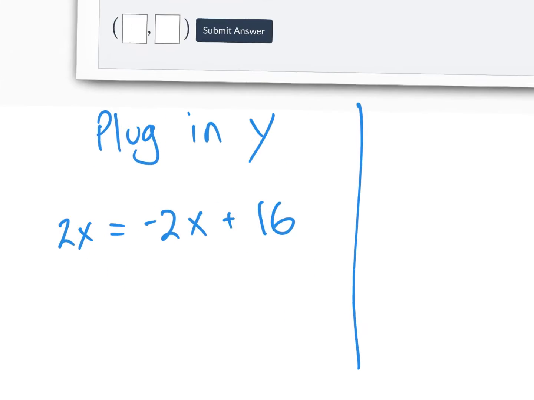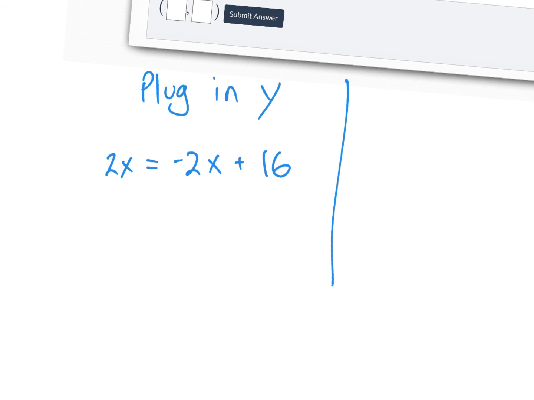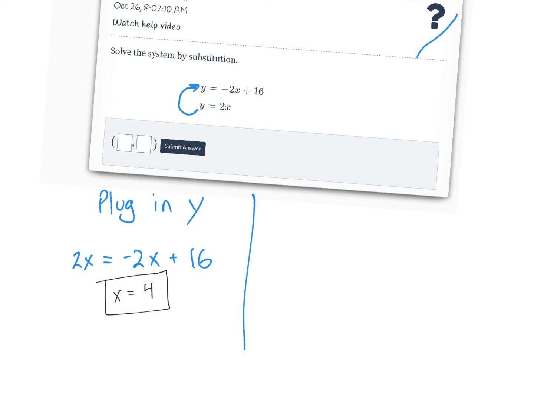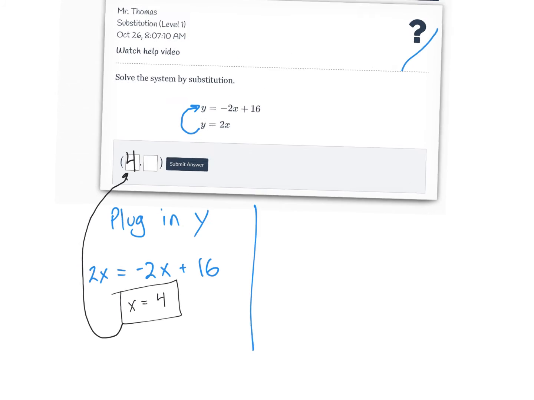So look at this equation here. 2x equals negative 2x plus 16. I'm going to tell you this is true: x equals 4. From that equation, if you move stuff around and get x by itself, you find the value of x. It's 4. So that's good. That's half of the solution. So I'll put it right here. 4. But my solution is the xy coordinate point.